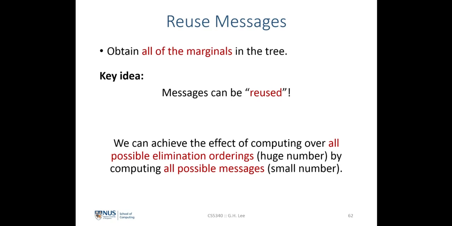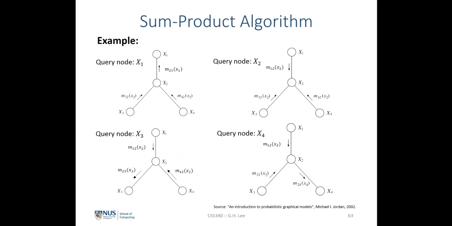And the key idea here is that the messages, as I've mentioned in the last slide, can be reused, and we can achieve the effect of computing all the possible elimination orderings by computing all the possible messages, which is a small number. So what this means is that we do not have to repeat the message passing algorithm or the variable elimination algorithm over different marginal probability distributions that we desire. So now let us look at this example to illustrate how the messages can be reused.